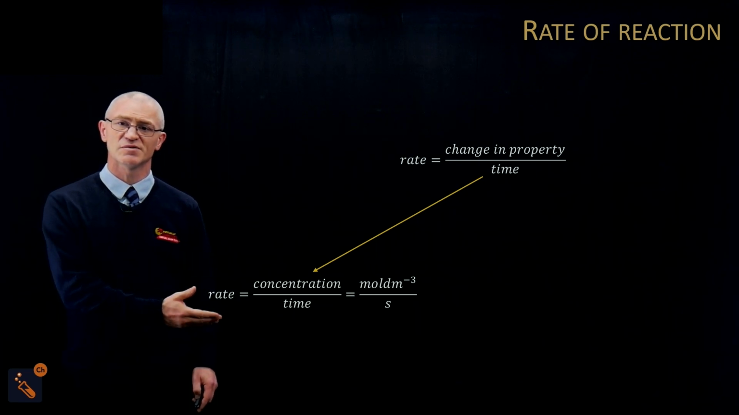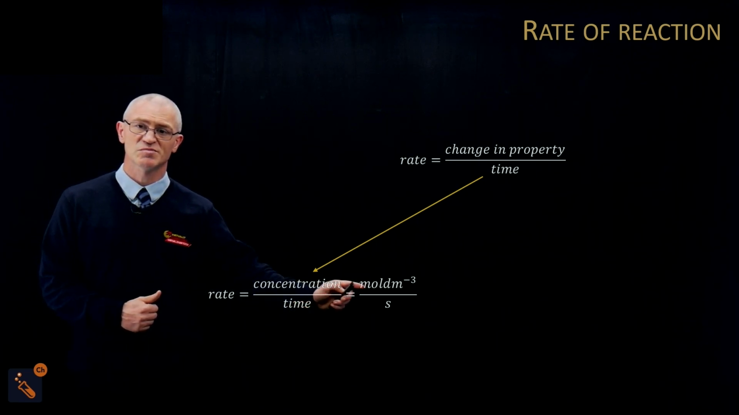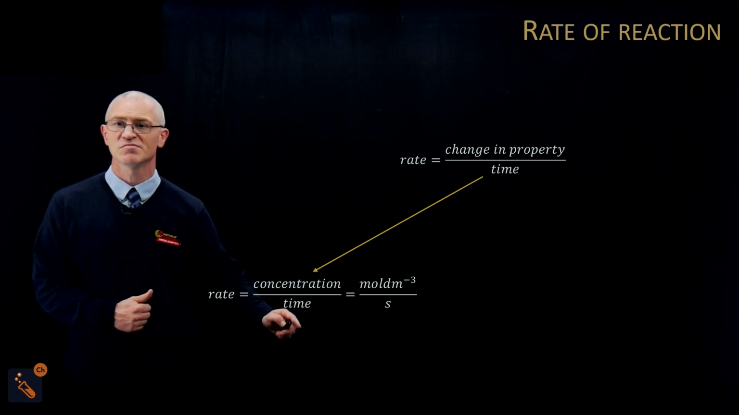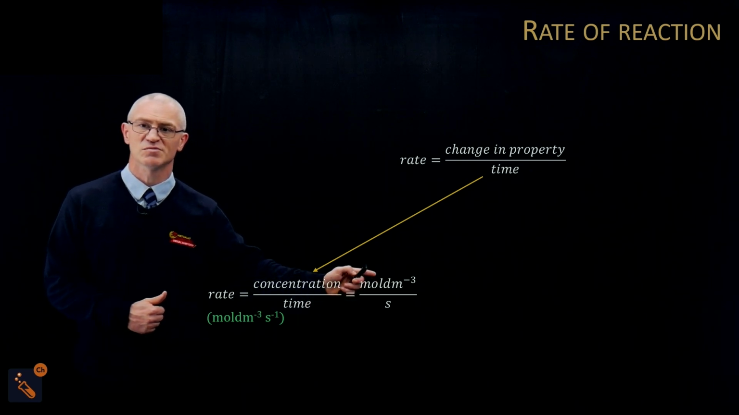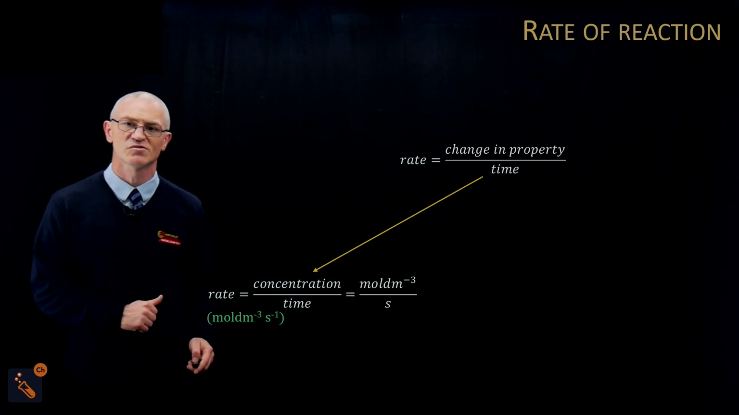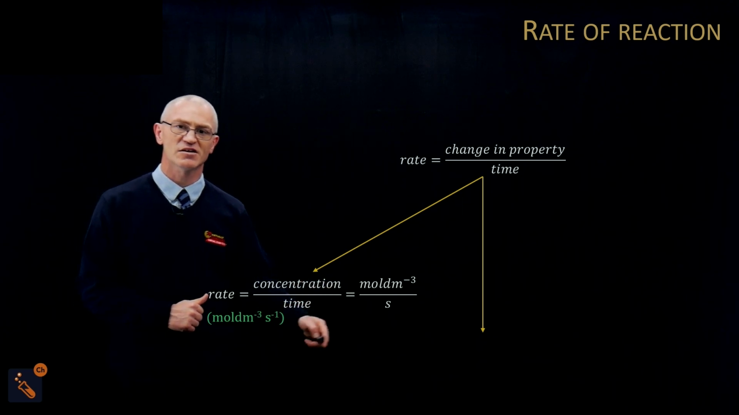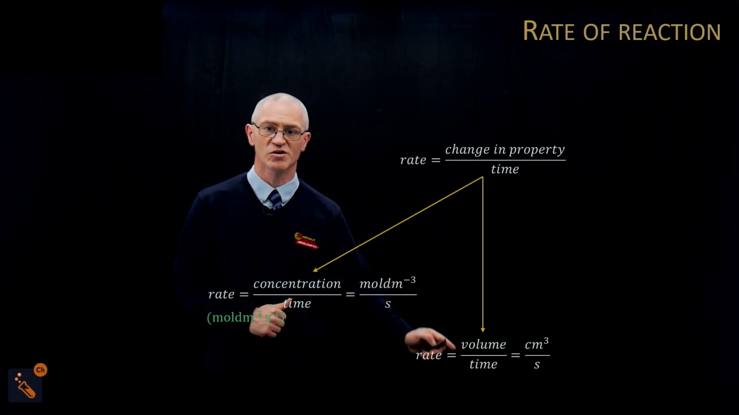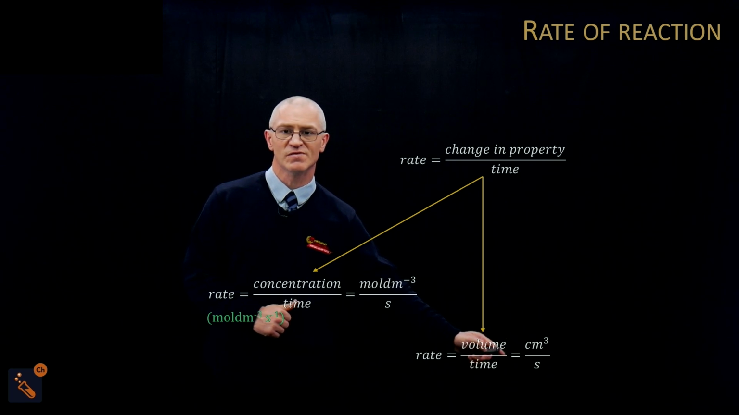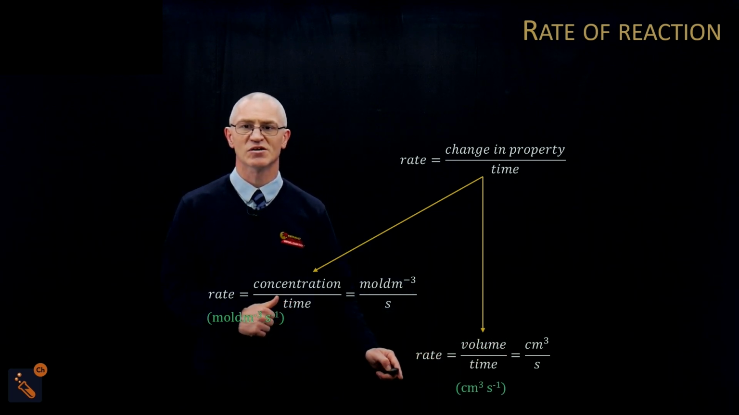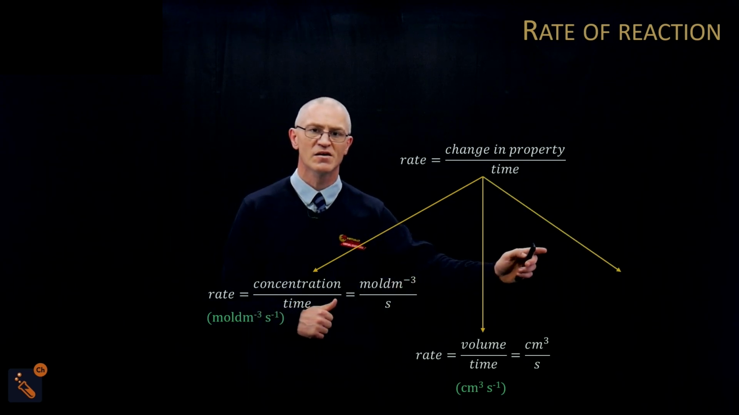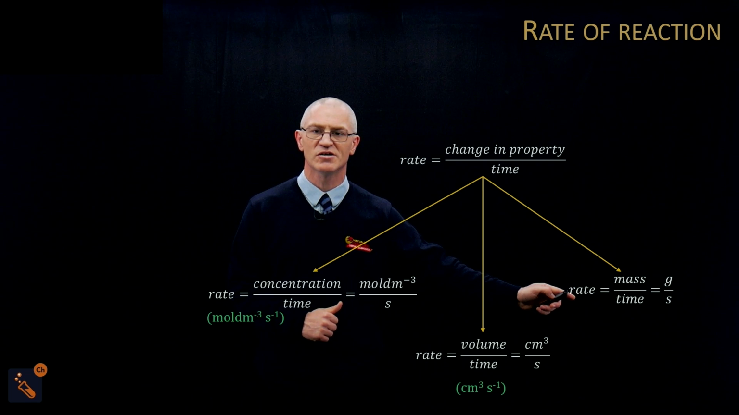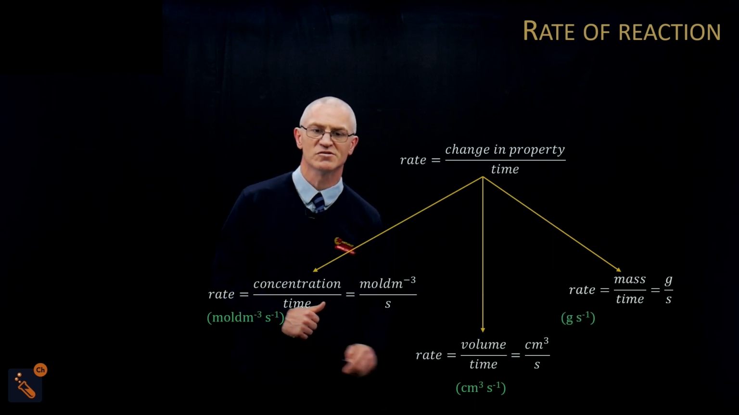So concentration divided by time is the units of moles per decimeter cubed for concentration and seconds for time. Means that it'll be moles per decimeter cubed, seconds minus 1, because raising this up to be the numerator is like timesing it by -1. We then go to the volume over time. The volume over time is centimeters cubed divided by seconds. And so again, this seconds becomes -1, and the rate is centimeters cubed seconds minus 1. We then go over to mass divided by time. This mass divided by time is grams per second, therefore grams seconds minus 1.